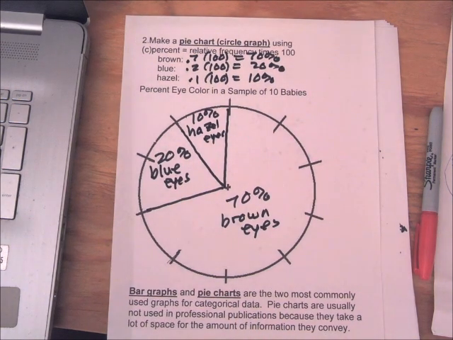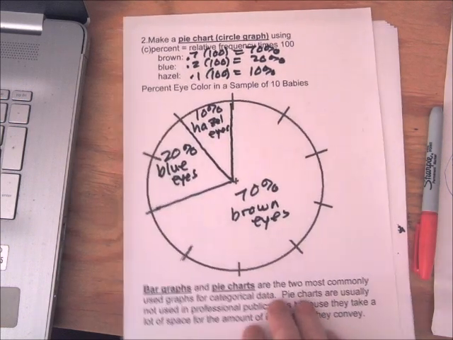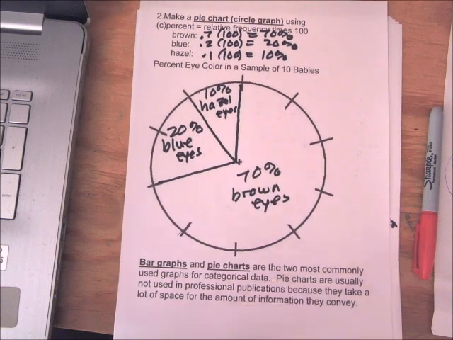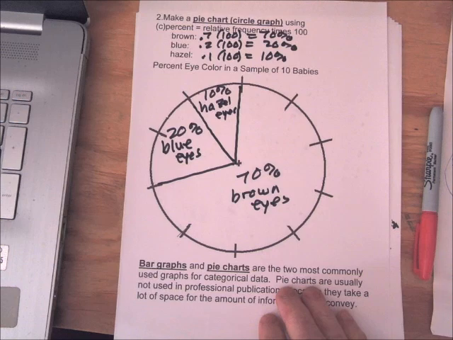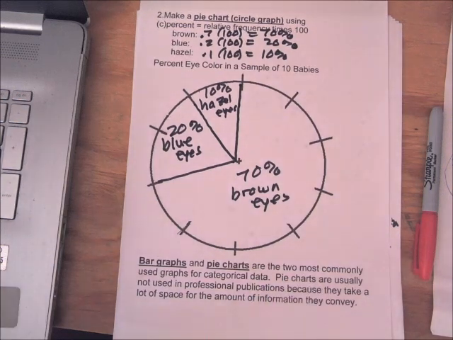Okay, so bar graphs and pie charts can be used for categorical data. Pie charts are usually not used in professional publications because they take up a lot of space for the amount of information they convey. Histograms, dot plots, stem plots, and box plots are used for numerical data. They're not used for categorical data. And that concludes this presentation.